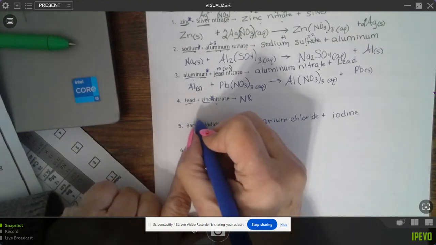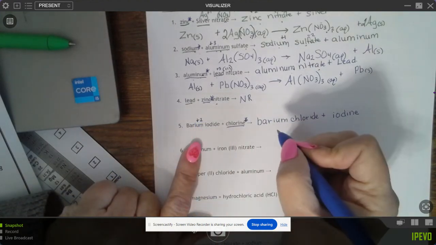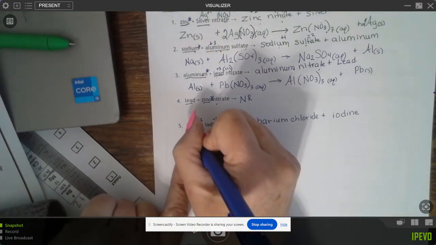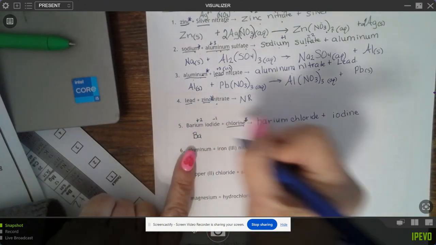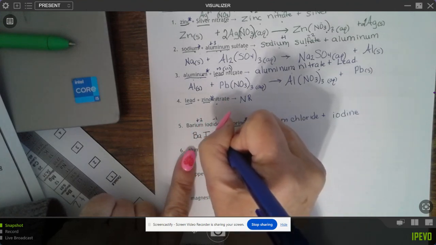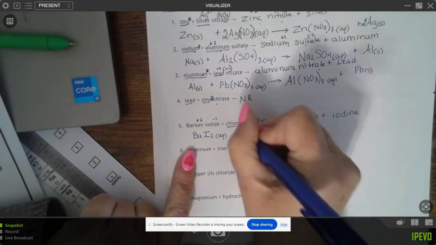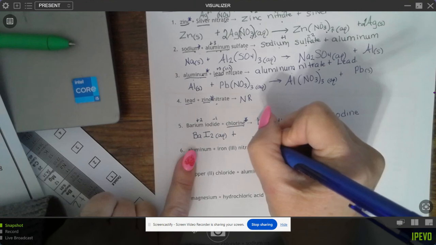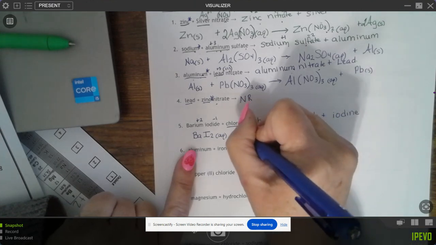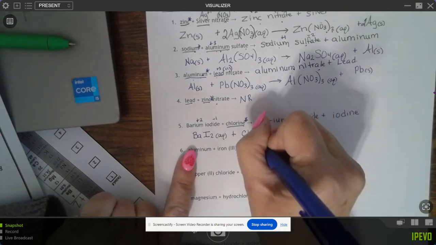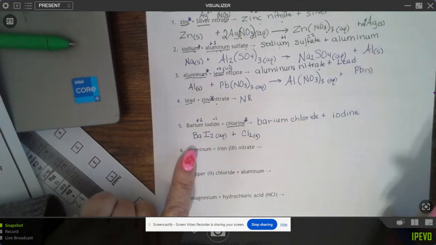Okay. So writing our equation, barium has a +2 charge, iodine has a -1. So I end up with BaI2. It's aqueous. Plus chlorine. Now chlorine is one of our 7, it's a part of Oberfinkel. So it ends up being Cl2. It's one of the diatomic elements, and it's a gas.